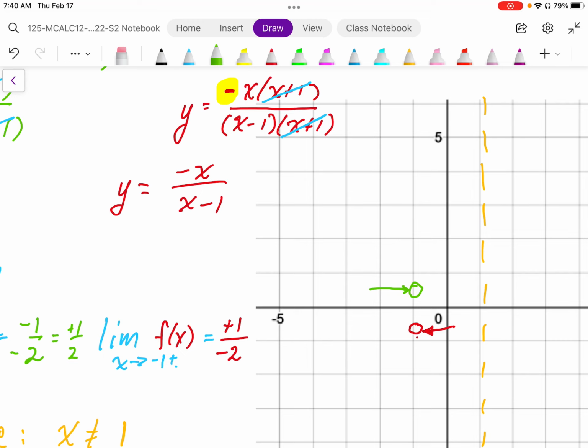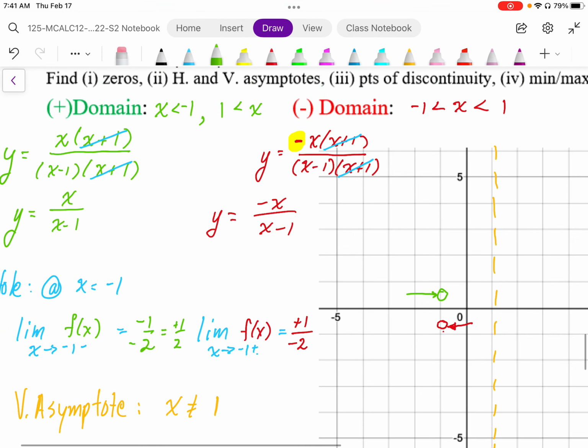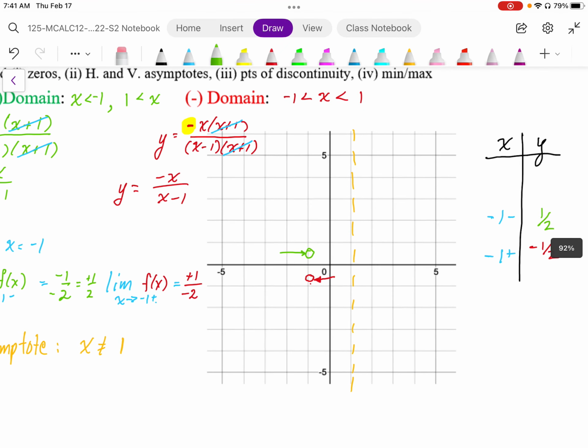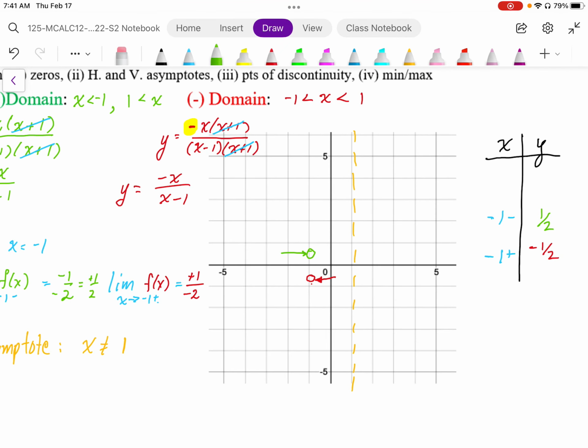So I get two different limits, so it's a discontinuity at that point. Okay, so at the boundary point of the domain restrictions, we end up with a discontinuity. So that's the issue of the hole. We have a discontinuity at the hole because the left-hand limit and the right-hand limit are different when we use those two different functions. So I put those coordinates in the table of values here.